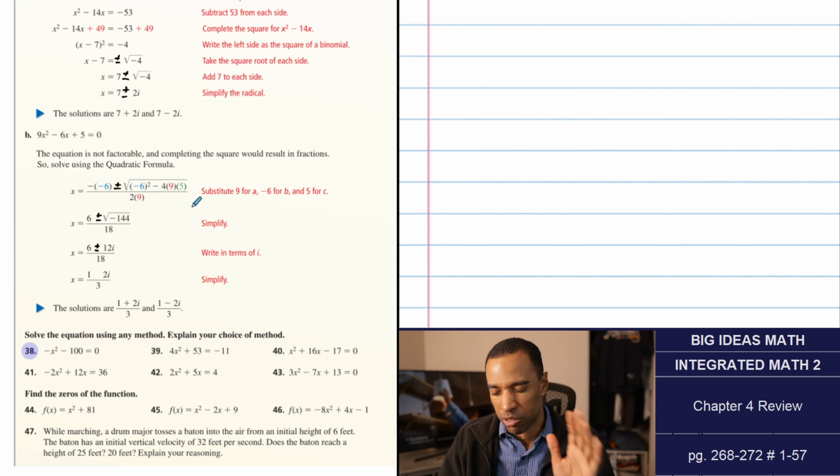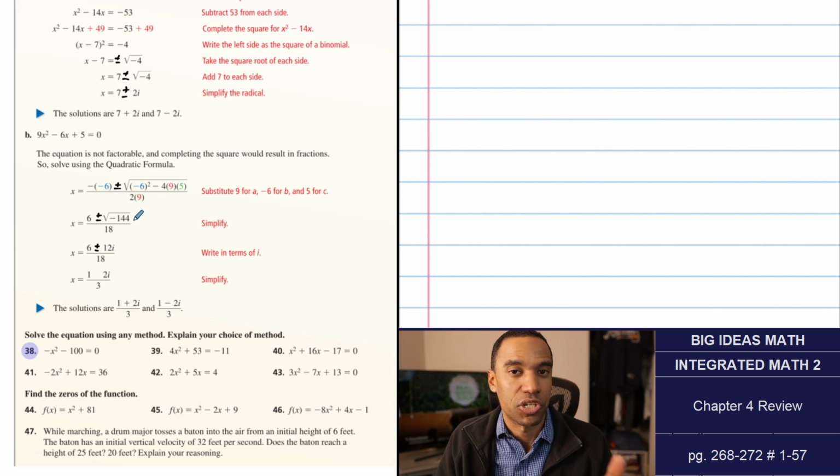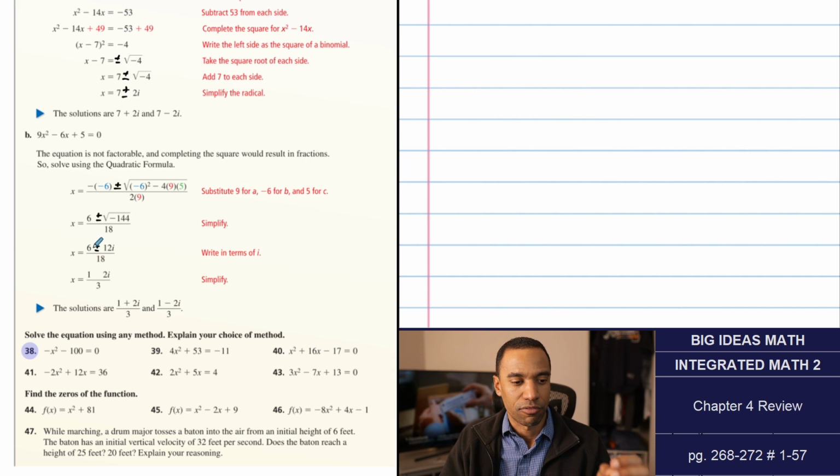And then they go to fraction reduction after that. 6, 12, and 18 can all divide by 6. 6 over 6 is 1. 12i over 6 is 2i. 18 over 6 is 3. You get 1 plus or minus 2i all over 3. Two different answers, as complex conjugates.